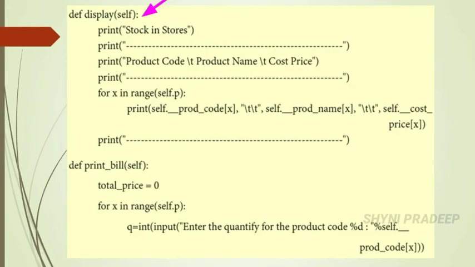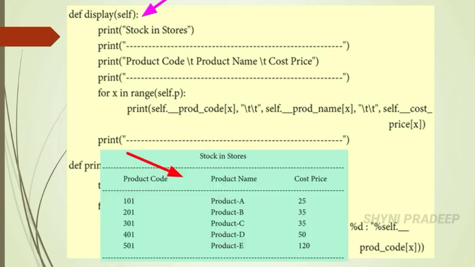And the next is the display function. Within the display function, print stock and stores. Next line, after that print product code, product name, cost price. Between product code and product name, \t is present. \t means tab. Okay, a space between product code, product name, and cost price. Okay, and then another line.